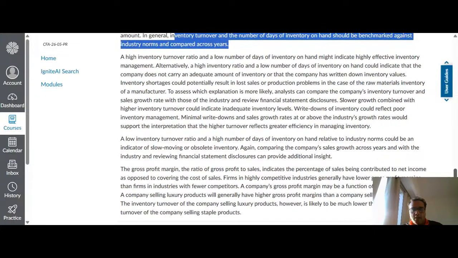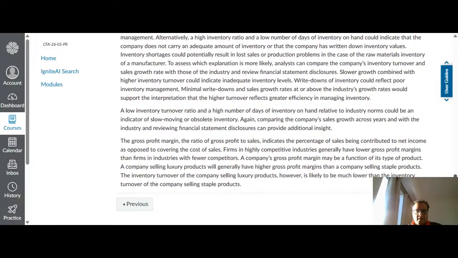insight. The gross profit margin, the ratio of gross profit to sales, indicates the percentage of sales contributing to net income as opposed to covering the cost of sales. Firms in highly competitive industries generally have lower gross profit margins than firms in industries with fewer competitors. Example, Jio and Airtel will have higher profits because of fewer competitors.